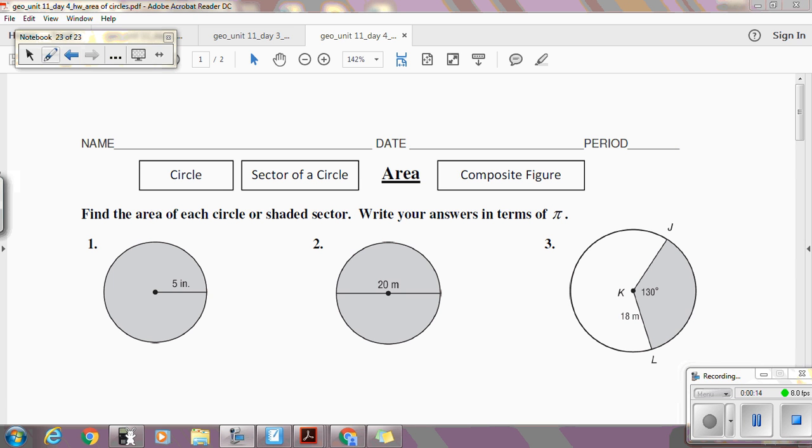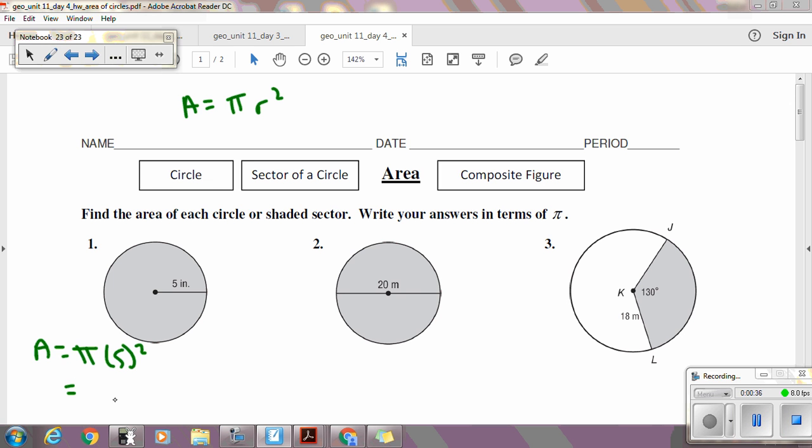For number one, for the first section, they want us to find the area of each circle or sector and write our answers in terms of pi. So the area formula for a circle is pi radius squared. So the area for this circle is pi times 5 squared.